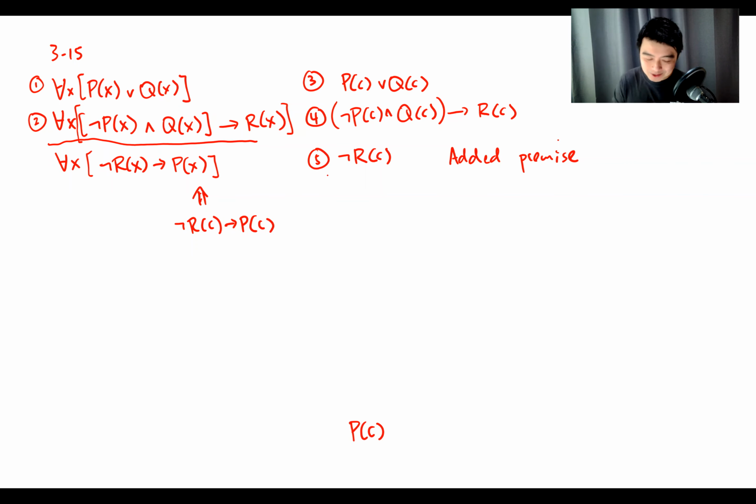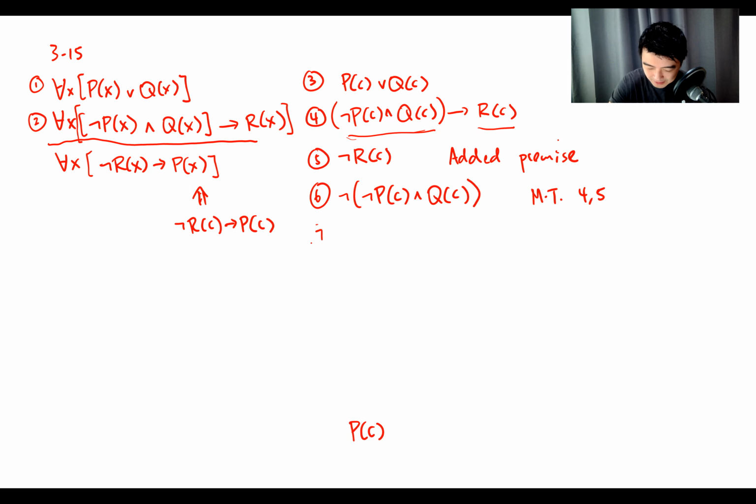Now, before I show you why this works, let's just do the proof itself. So now that I have not R of C, let's pretend this bracket here is an X, right? So I have X implies R. So if I have not R, then I have not X. That is called modus tollens, of number 4 and number 5. If you don't remember modus tollens, take a look at that video from before. I'm going to distribute the negation inside this bracket, and I'm going to get P of C or not Q of C. So I have two negations, and I have to turn this and into an or.